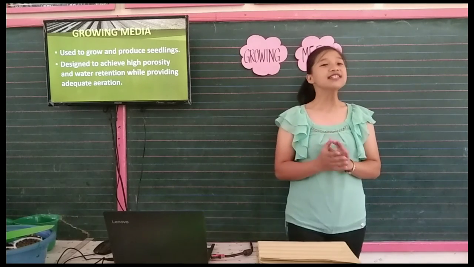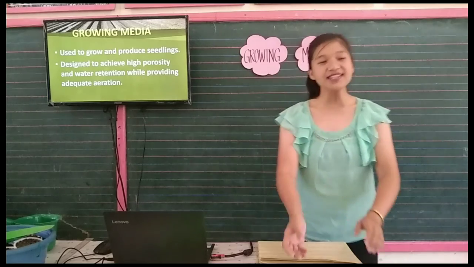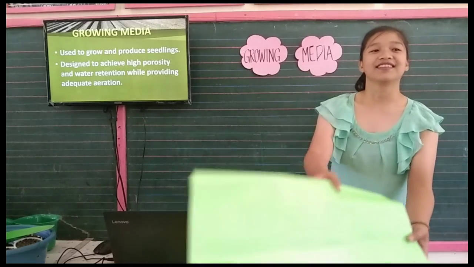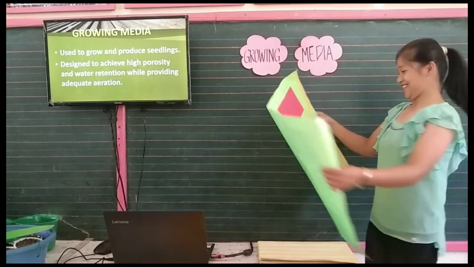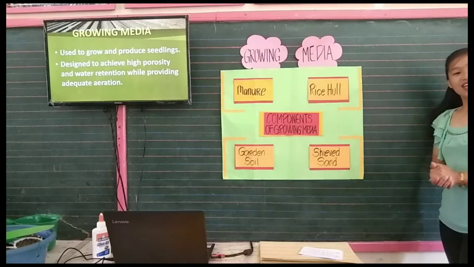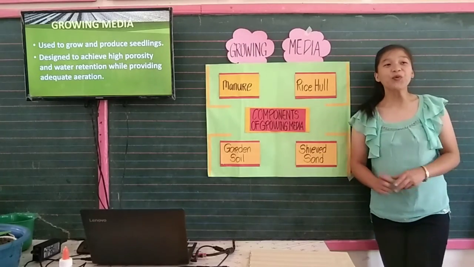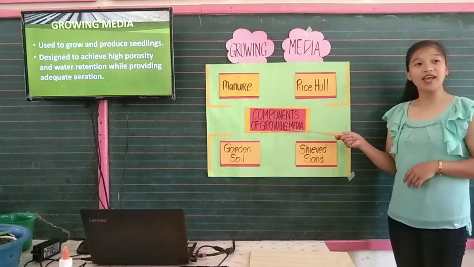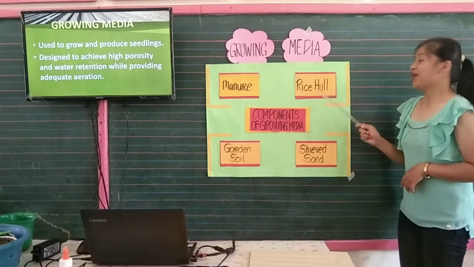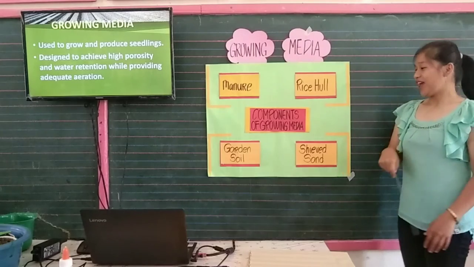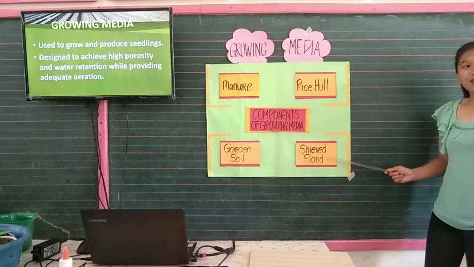Okay. As you can see in the video, they use what? Okay, yes, Terrence? Okay, that's correct. So, what do you see here on the board? Okay, as you can see here, we have the components of growing media. We have manure. We have rice hull. We have garden soil. And we have shaved sand.